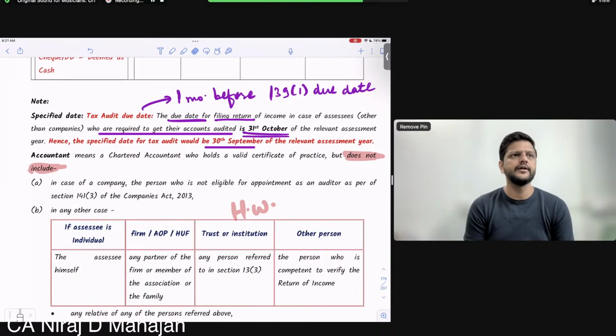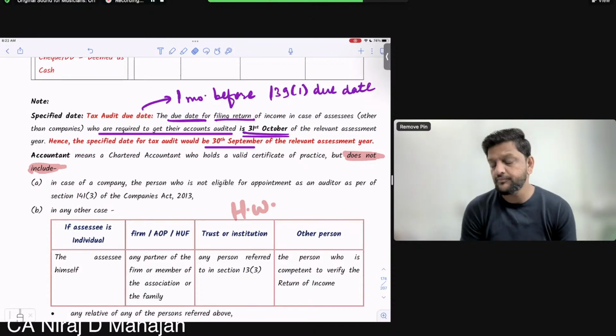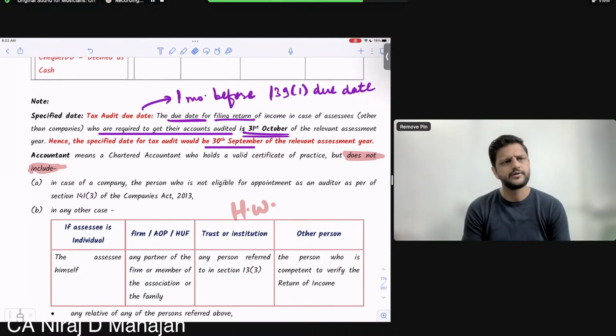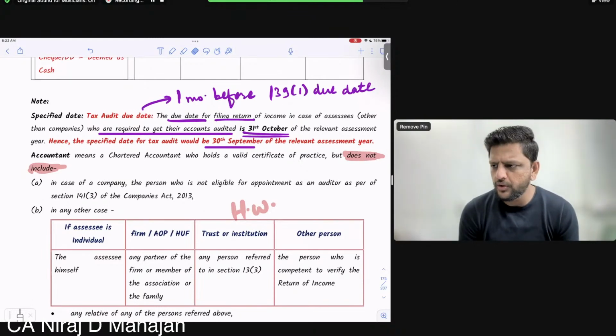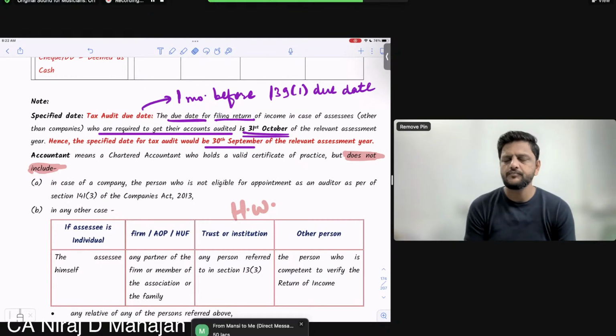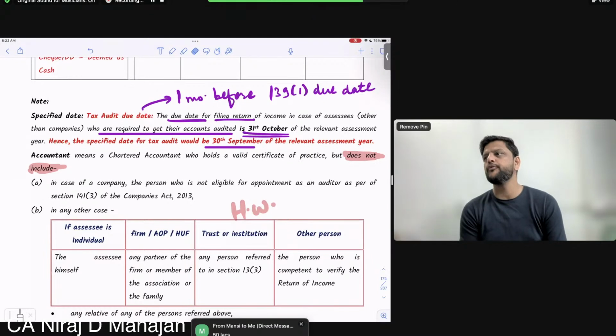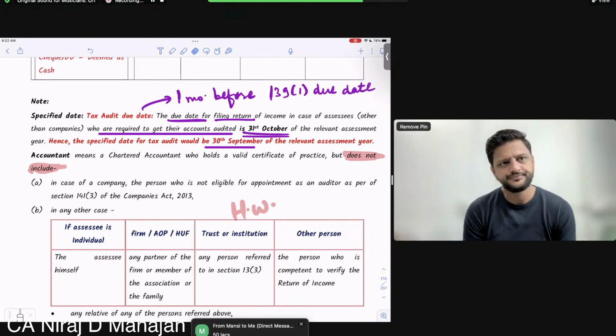That was 44AD. Then what is 44ADA for? Important for specified professionals, and it's a very practical section also. It is used by most of the professionals. There is no headache of keeping books of accounts now, even for professionals. But again, up to what turnover? Gross receipts, I will say up to 50 lakhs. Then they can take the presumed rate of profit of 50%. Yes?